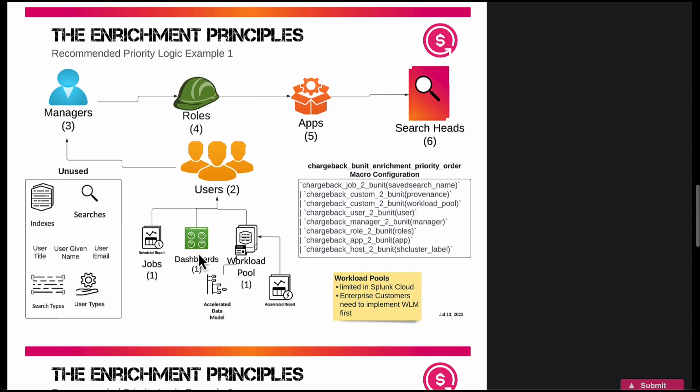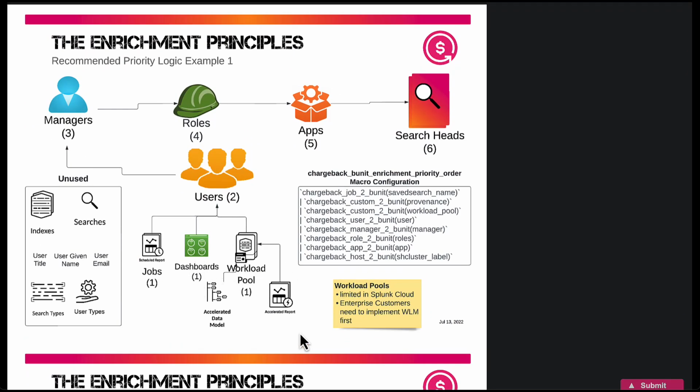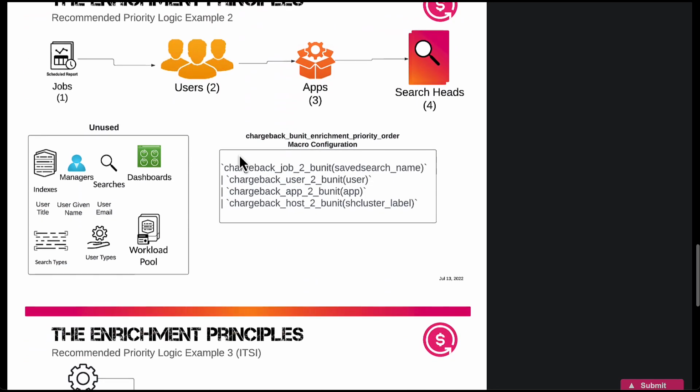So this example here is very detailed, right? Starts with the dashboard, the jobs that a user may run or scheduled jobs under a user. Then we go to the user and see what business unit they belong to. From here, we go to the manager. From manager, we go to the role in Splunk apps and search heads, right? And then you have other examples here.